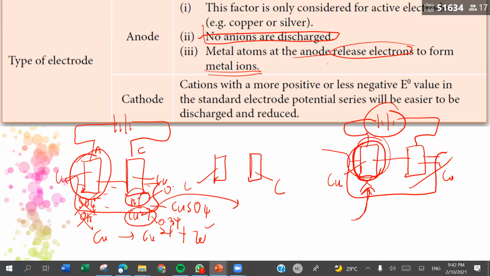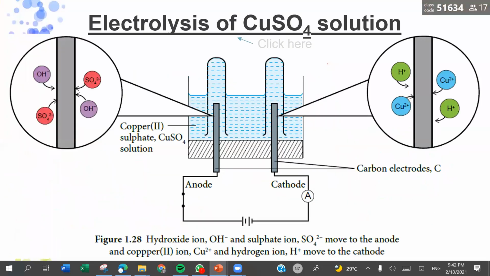Cations, right? Ions, very good. So yes, you are going to choose a cation. You're never going to choose anything else. So we're going to choose copper 2 ions. So we look at the question.